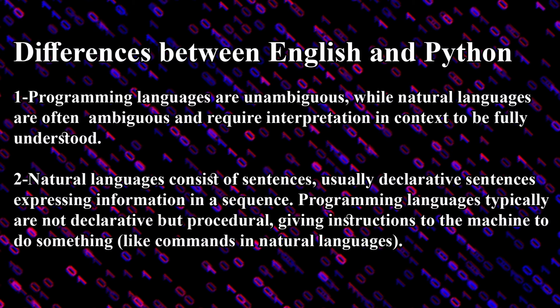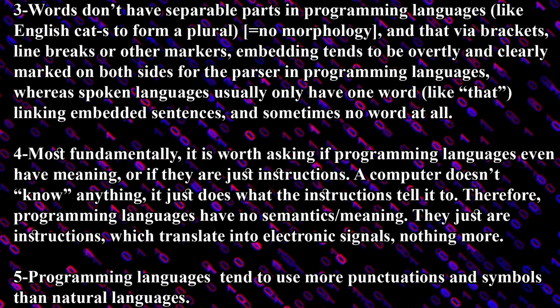Number 2. Natural languages consist of sentences, usually declarative sentences expressing information in a sequence. Programming languages typically are not declarative, but procedural, giving instructions to the machine to do something, like commands in natural languages. Number 3. Words don't have separable parts in programming languages, like English cat glosses to form a plural. No morphology, and via brackets, line breaks, or other markers, embedding tends to be overtly and clearly marked on both sides for the parser in programming languages.